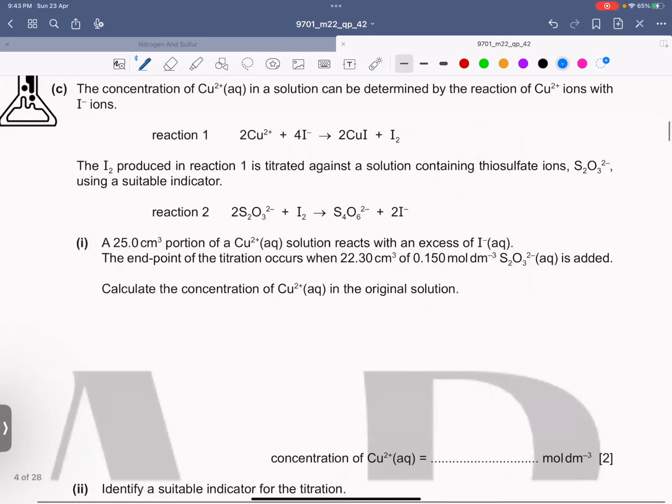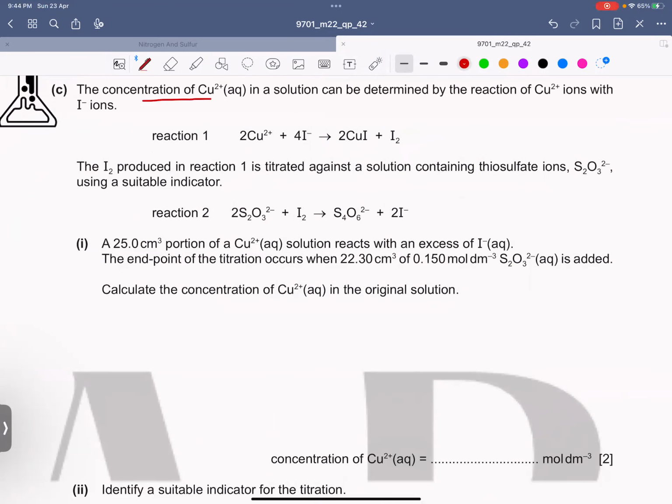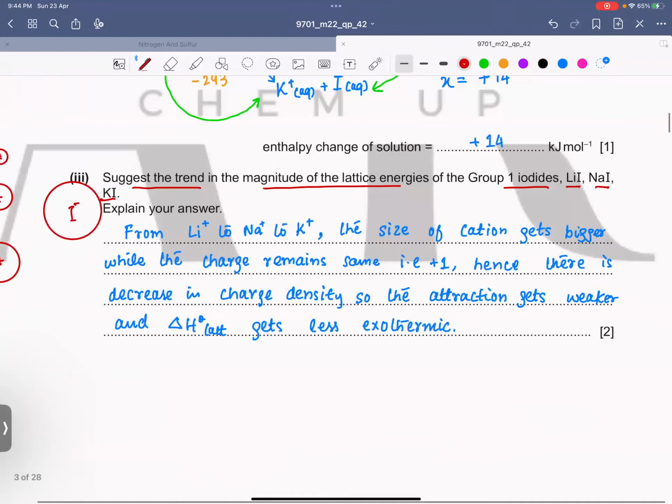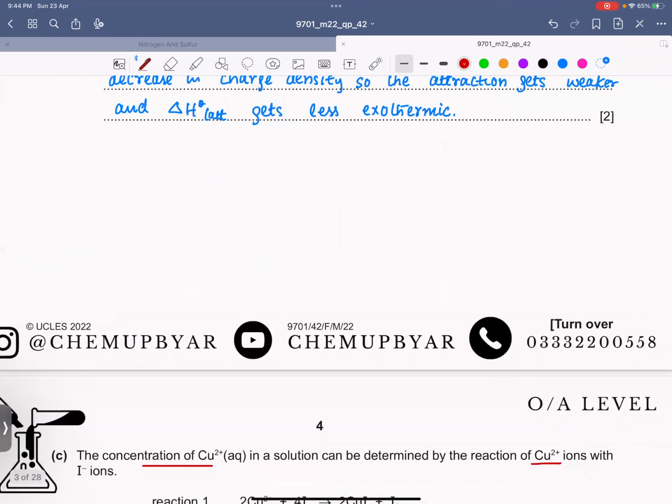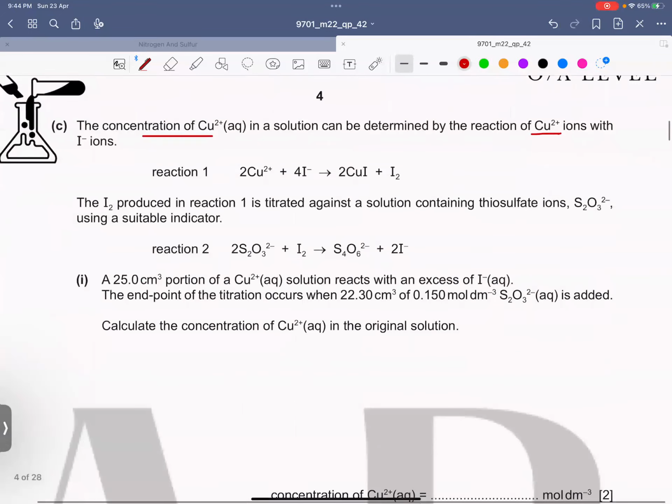Okay. Now next part. The concentration of Cu2+ ions in a solution can be determined by the reaction of Cu2+ ion. Yes, Rimsha, we can write that it gets less exothermic, but the more appropriate way of expressing that change is either writing gets less exothermic or writing that it becomes less negative.